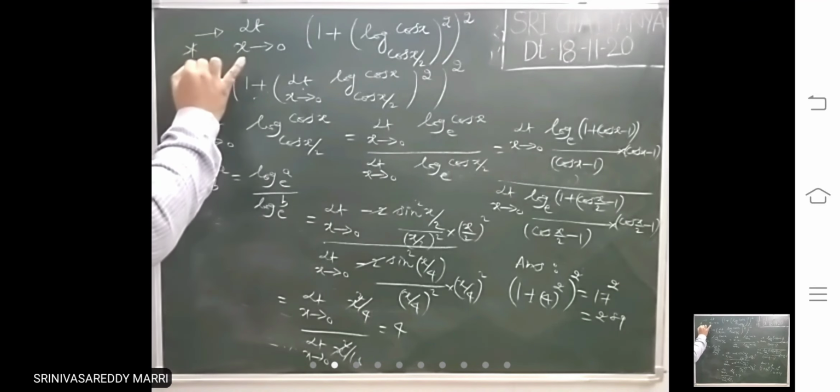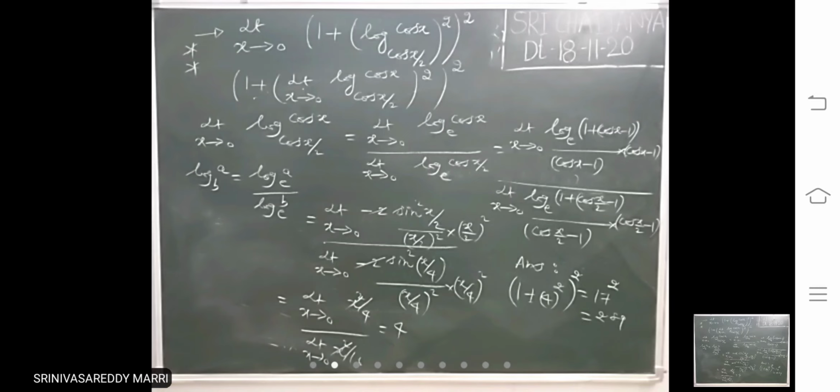Log of a to the base b form. Whenever I tell you something is important, note it down with a star.